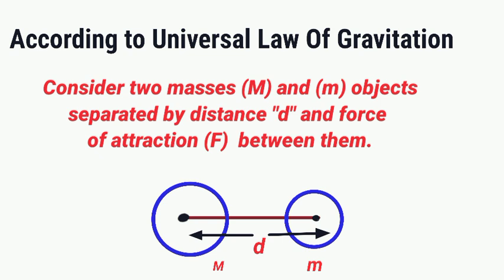According to the Universal Law of Gravitation, every mass in this universe attracts every other mass with a force which is directly proportional to the product of the two masses and inversely proportional to the square of the distance between them.